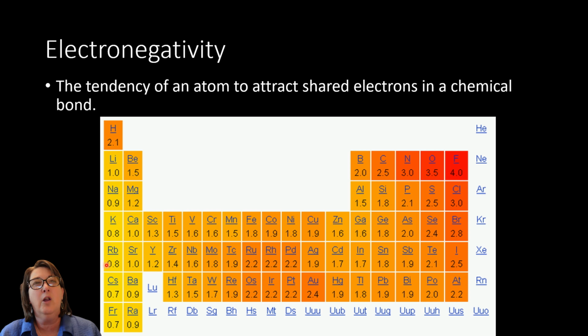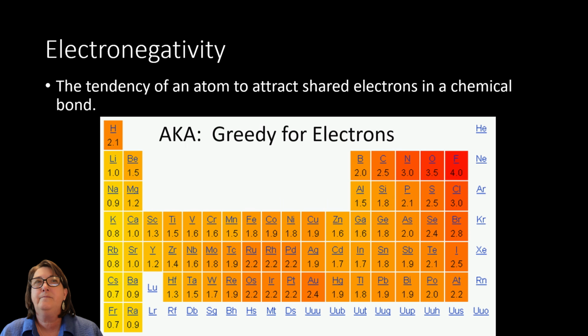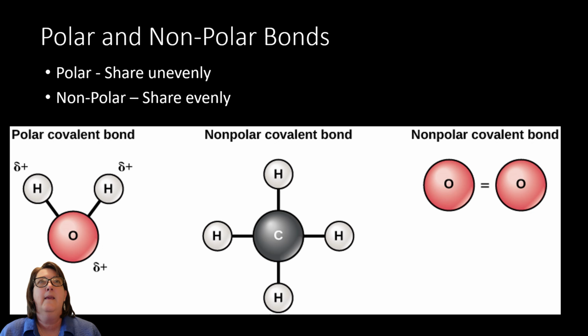The ones that are lower, these are going to be ones that really could care less. They really don't want them. They'll let these other ones that are stronger take the electrons for more time. So we call it greedy for electrons. That's the best way to think about it.